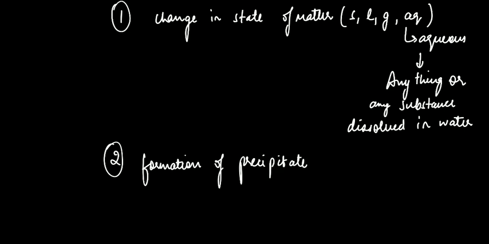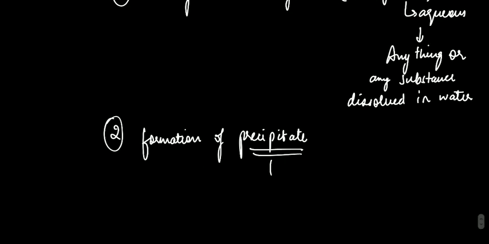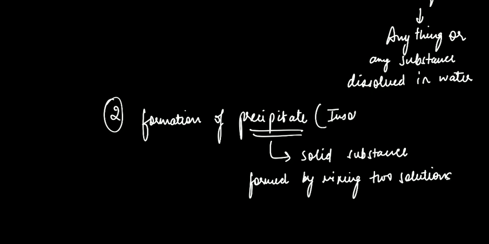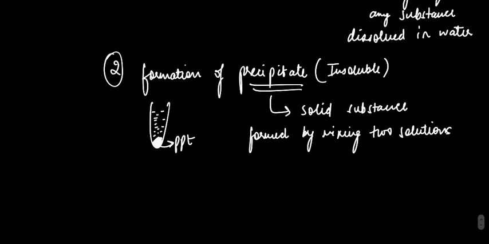formation of precipitate. Now what's a precipitate? So precipitate, it's a solid substance formed by mixing two solutions. And do remember, precipitate is very much insoluble. It's not going to dissolve. So if you have a test tube and you're doing a chemical reaction, and at the end of the reaction, if you see something getting deposited at the bottom of the tube, that is something we call a precipitate, short form PPT.